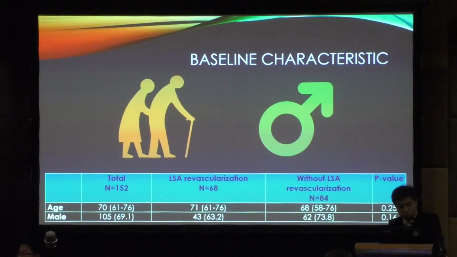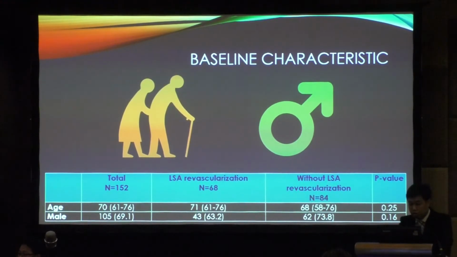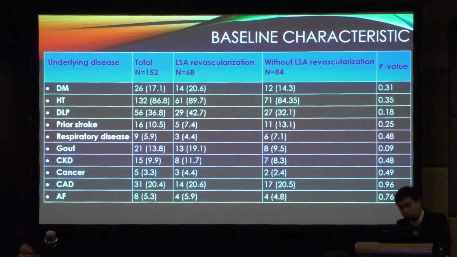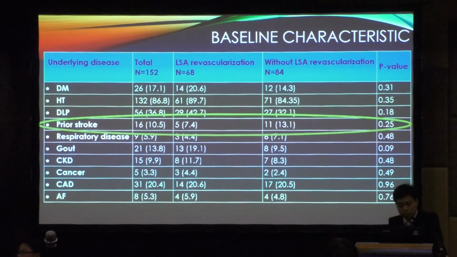Here's my result. The baseline characteristics of our population are mostly elderly males with a mean age of 70, and both groups are not significantly different. For the underlying disease, we included those related to metabolic syndrome and factors related to stroke. The prior stroke incidence was higher in the group without left subclavian artery bypass. However, it's not statistically significant.